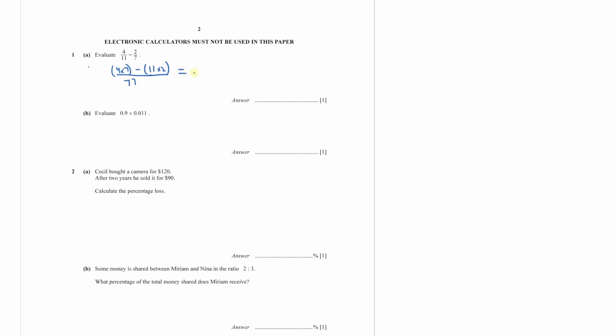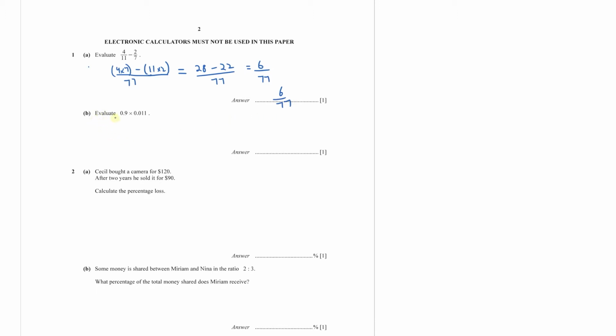So you get 7 times 4 is 28, and 11 times 2 is 22. So you get 28 minus 22 over 77. So 28 minus 22 would be 6 over 77. So this will be your final answer.